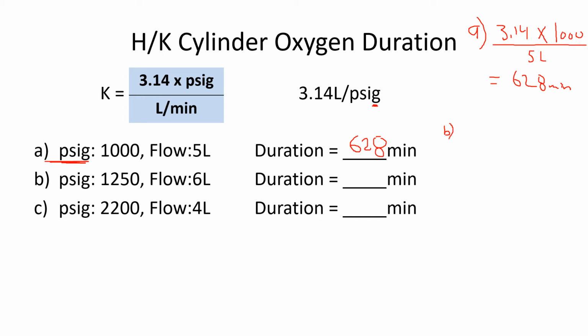B, same thing. The conversion factor is 3.14 liters. We're assuming perfect conditions here. And this time the gauge is reading 1,250 pounds per square inch. And we are delivering 6 liters. So for B, how long, theoretically, will the cylinder last?